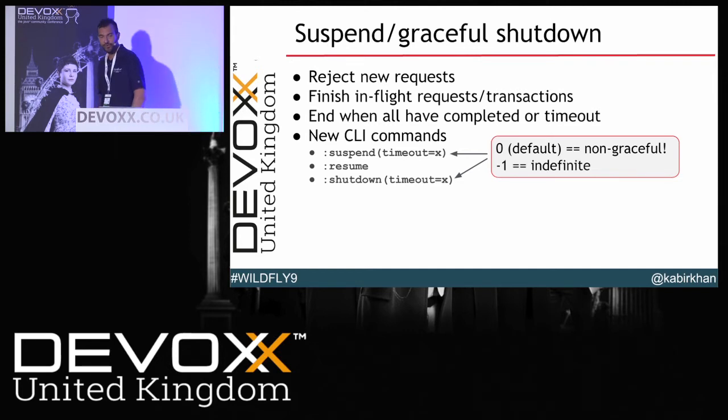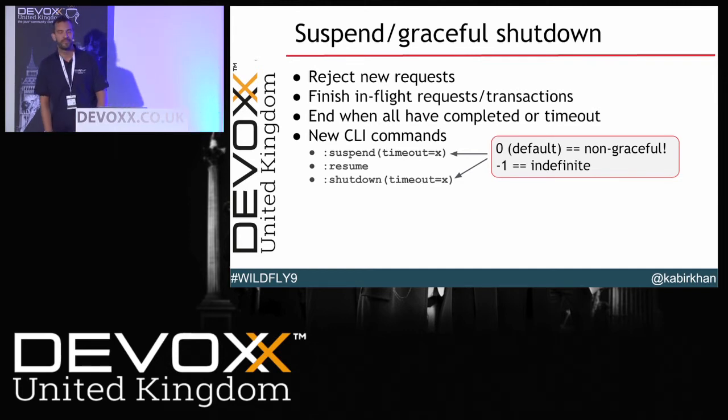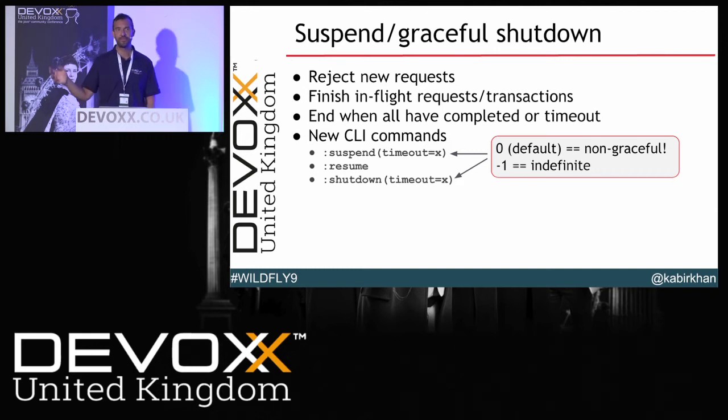So first of all, we have the suspend resume. Like I said, once you put the server in suspend state, it rejects any new requests while allowing the things which are already being processed to complete before actually shutting it down. So we have some new CLI commands to suspend and resume the server, or to shut down with a timeout for the requests to complete.